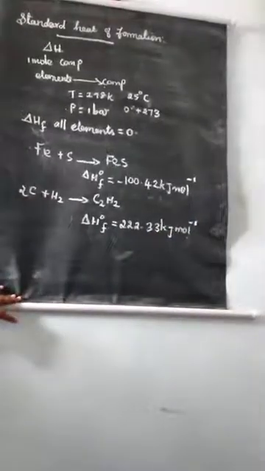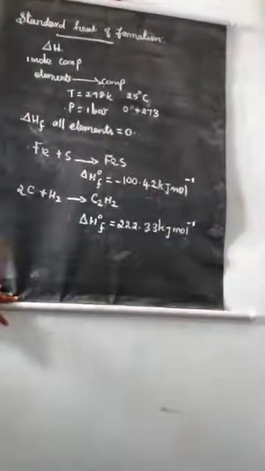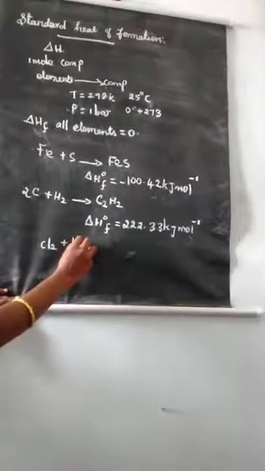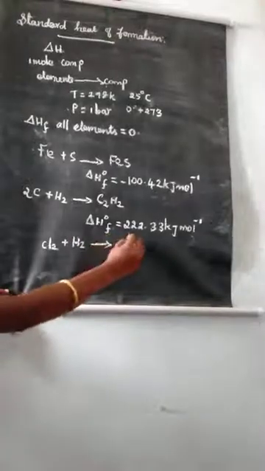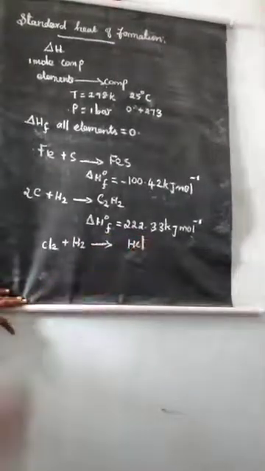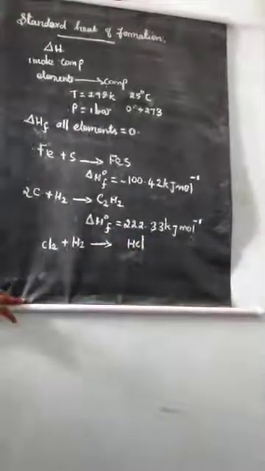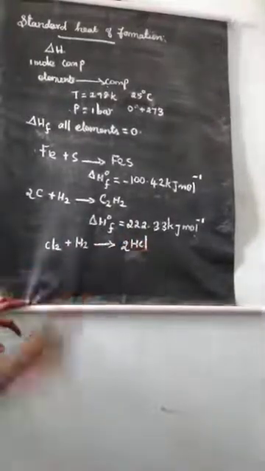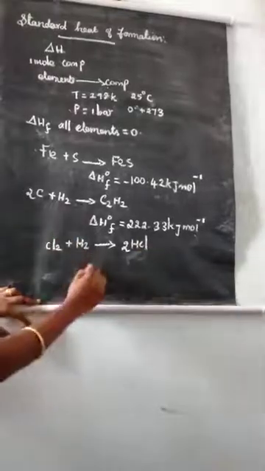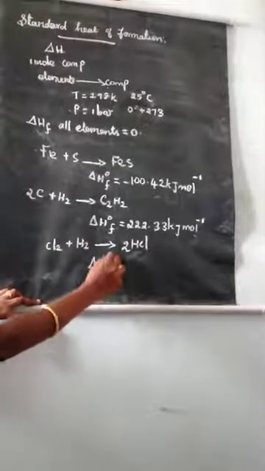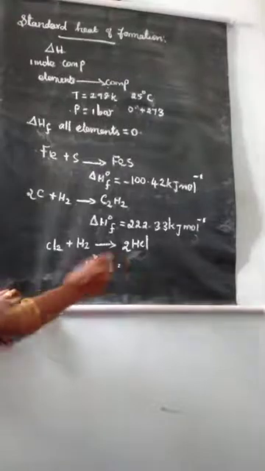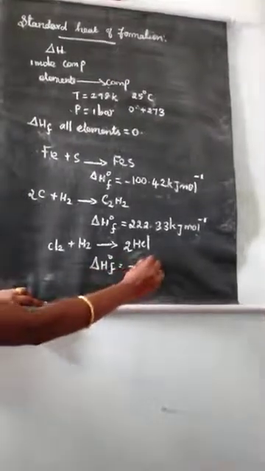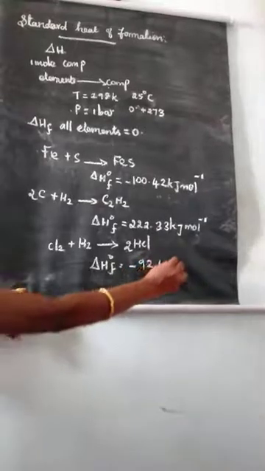222.33 kilojoule per mole. And one more example they have given: chlorine and hydrogen form hydrogen chloride. Here chlorine and hydrogen, two molecules, so 2HCl. In this equation, the standard heat of formation delta H naught F value is minus 92.4 kilojoule per mole.